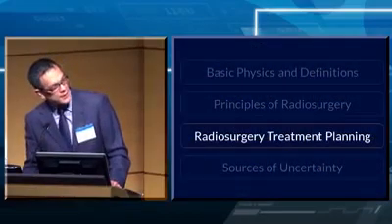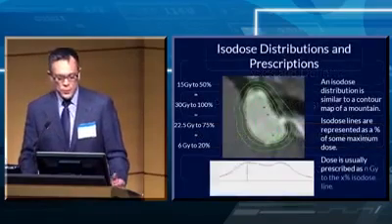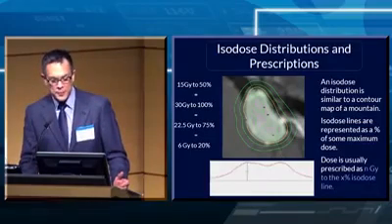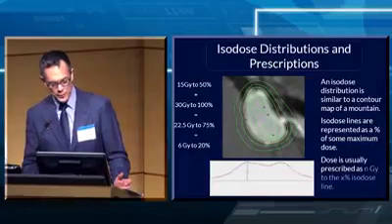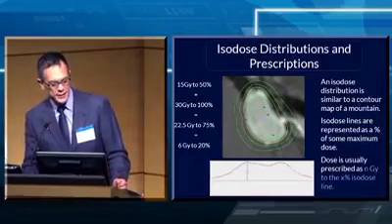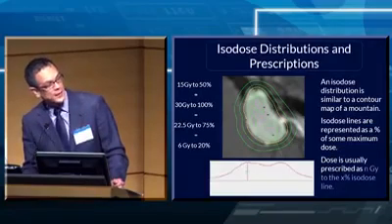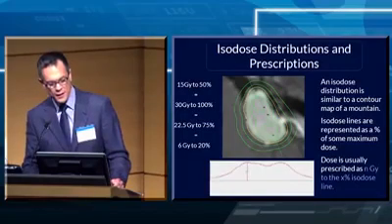So now let's move into radiosurgery treatment planning a little bit. One basic concept you have to understand before you can understand treatment planning is what we mean when we say an isodose distribution. When you make a radiosurgery treatment plan, you're basically creating one of these isodose distributions. The best way to think about it maybe is that it's just like a contour map of a mountain, where each of these lines is a location of equal dose.